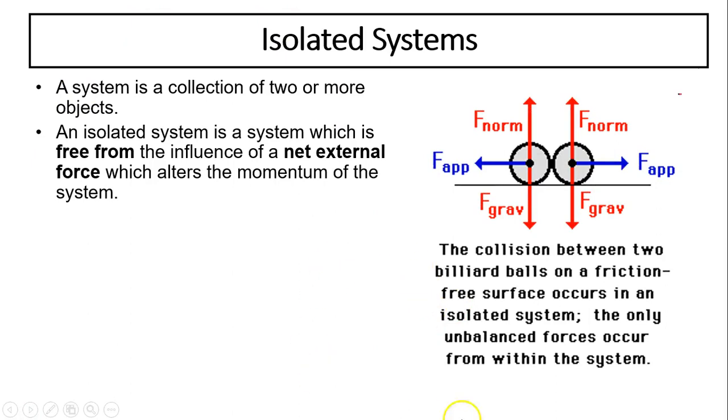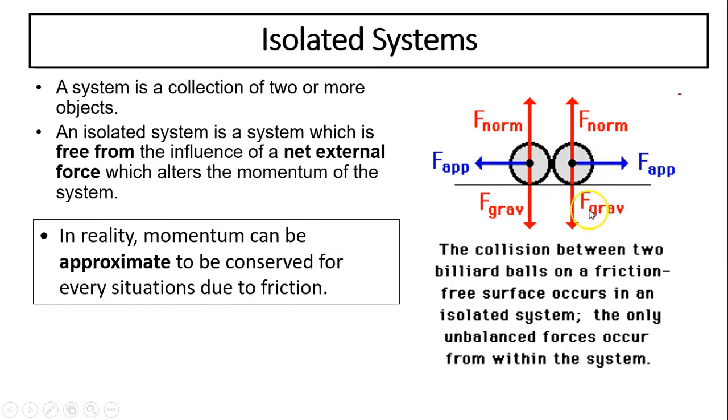Here is an example of an isolated system. Take a look at the forces. There's gravity and normal force on the object on the left, and the same normal force and gravity on the right side. Another force is the force in between the two objects. This normal force and gravity can cancel. Why can they cancel? Because they are acting on the same object. But F applied and F applied, these two cannot cancel because they are acting on two different objects. These are action-reaction forces.